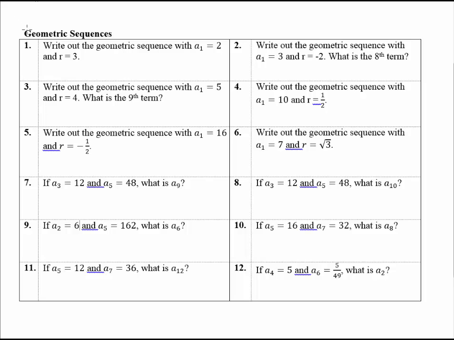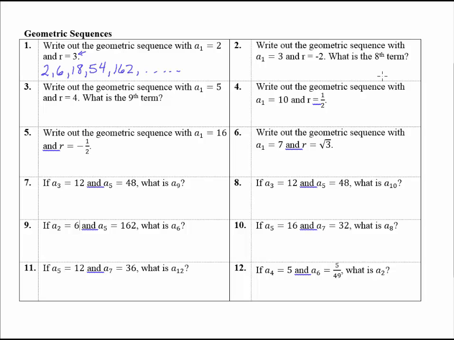Okay, here we are with the solutions to these geometric sequences. Write out the geometric sequence with a1 is 2, so that means we start with 2, and then the common ratio is 3. So that means we're going to times by 3 each time. So times by 3 is 6, times by 3 is 18, times by 3 is 54, times by 3 is 162, times by 3 is like 486, and it keeps going on forever and ever.